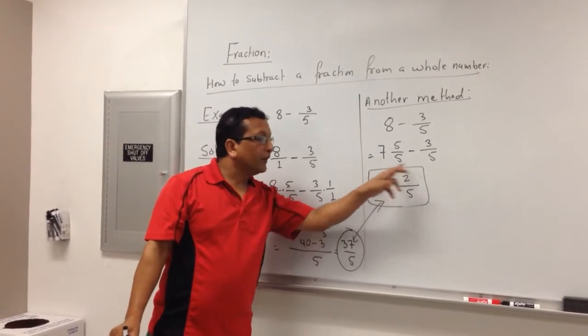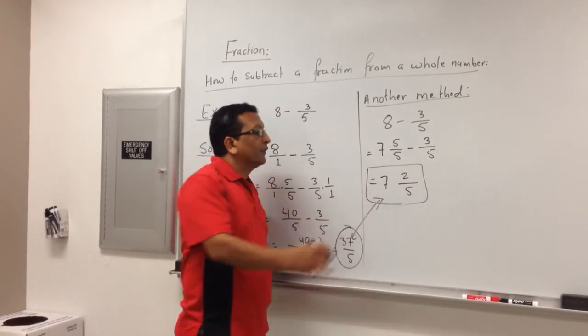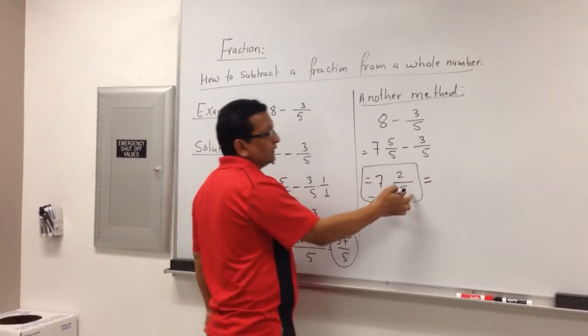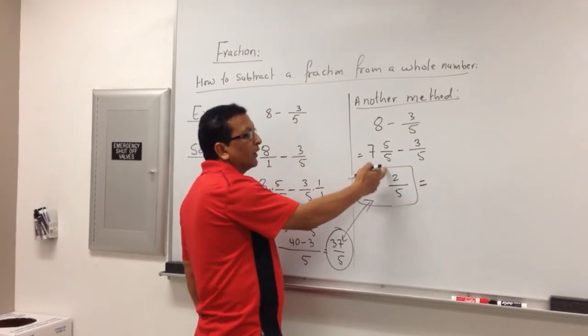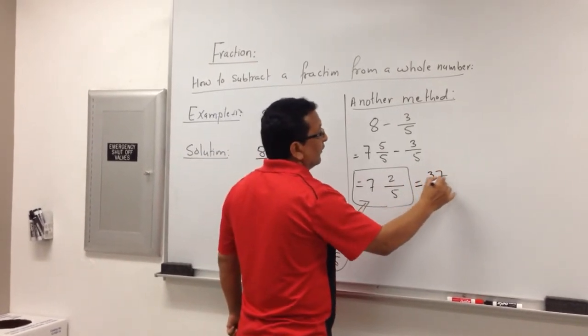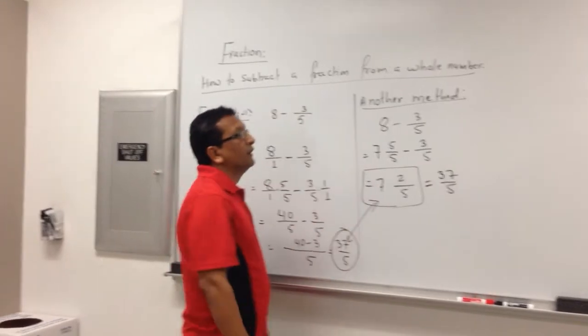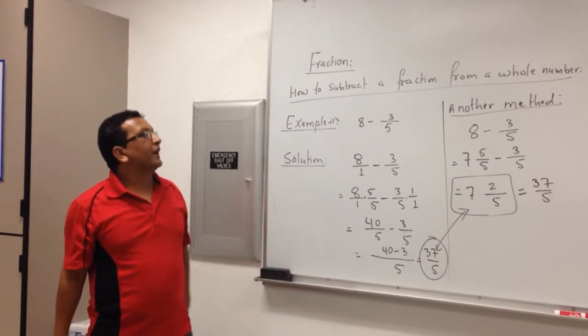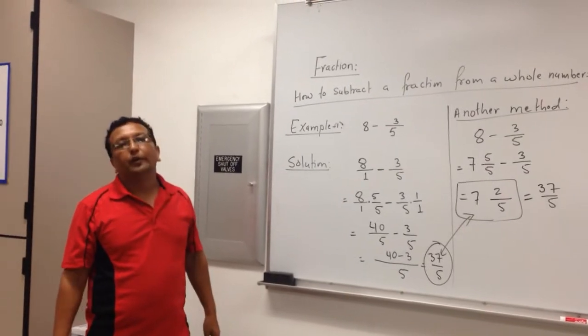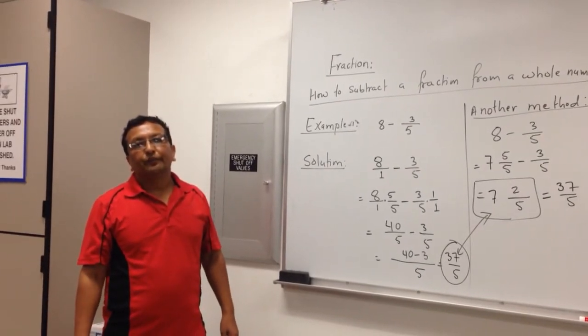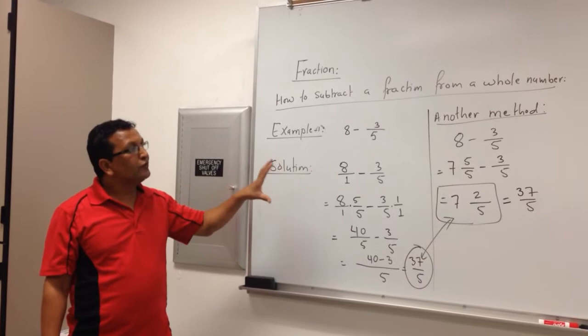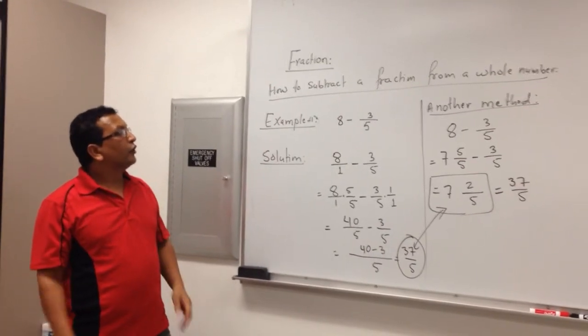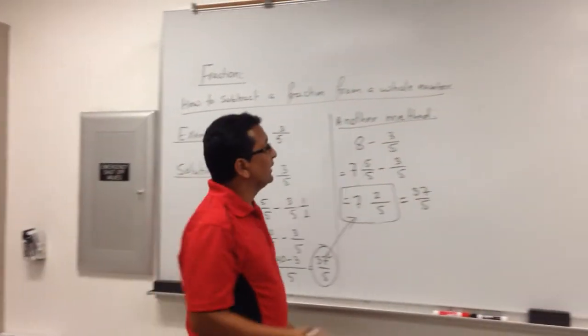Once we convert this mixed number to fraction form, we get exactly the same answer. 7 times 5 is 35, plus 2, is 37 over 5. So these are the two nice methods we can use to subtract a fraction from a whole number. Any question? To make these two methods clearer, I want to go over another example. Let's do example 2.